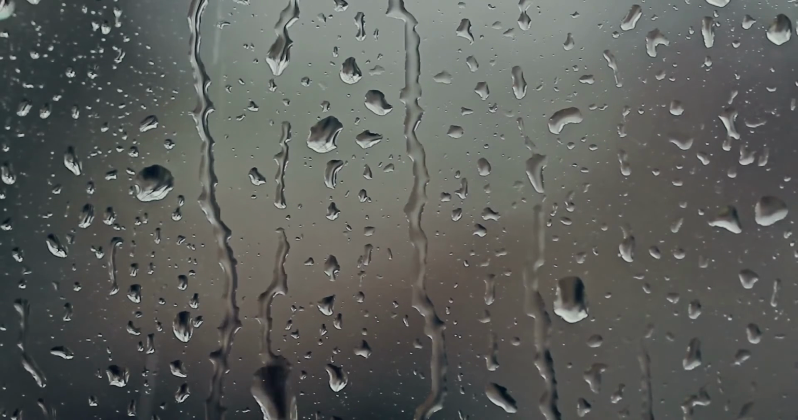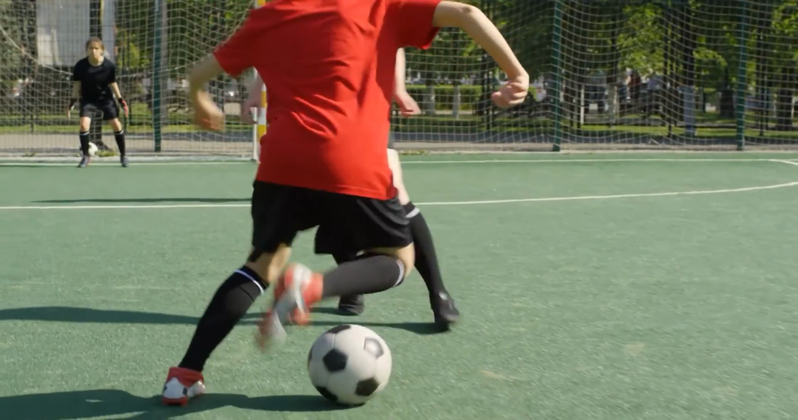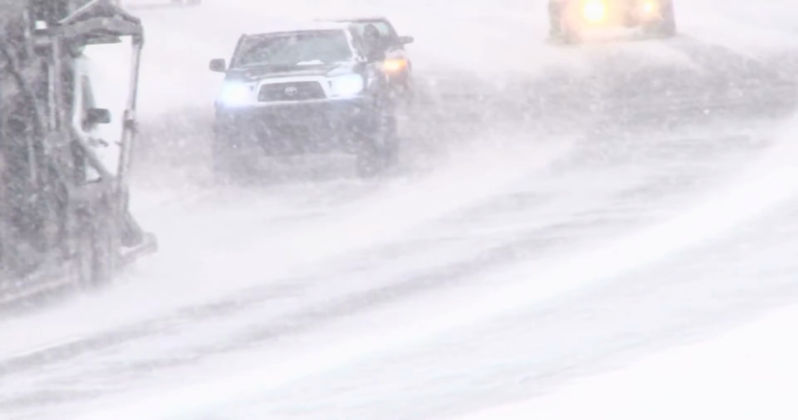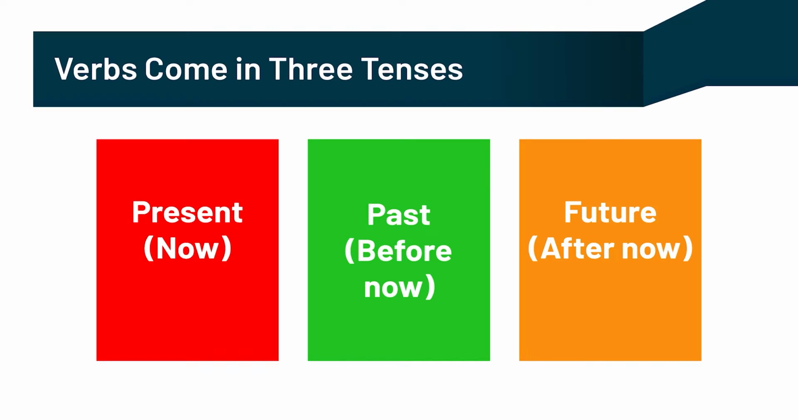It rained yesterday. I slept well last night. Susie played soccer last weekend. The weather was bad last Christmas. The future tense describes what will happen later, tomorrow, next year, 4 years from now, etc.